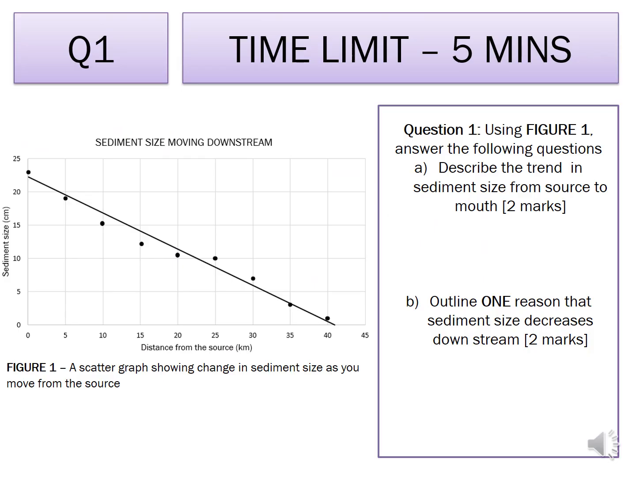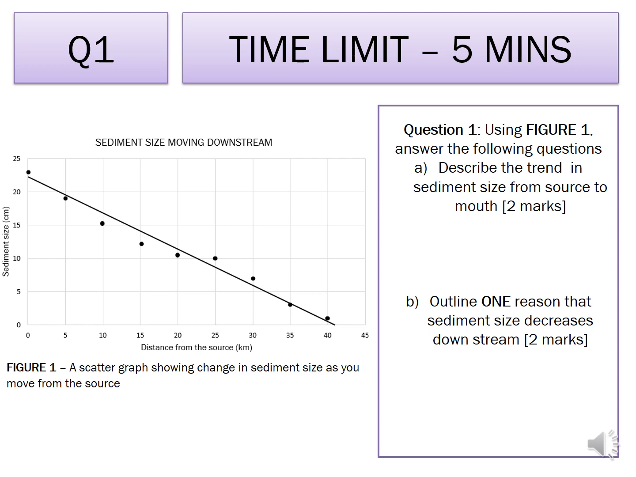So starting with question 1, as you can see on the screen in front of you, there is a scatter graph with a line of best fit, which shows us how sediment size, so rock size, changes as you move from source to mouth. As a quick reminder, the source is the start of the river, so here it's 0 kilometers distance from the source, and then the mouth is the end of a river, which is around 41 kilometers from the source. So this shows us how that rock size changes as you move from the top to the bottom. Using figure 1, I want you to answer the following questions.